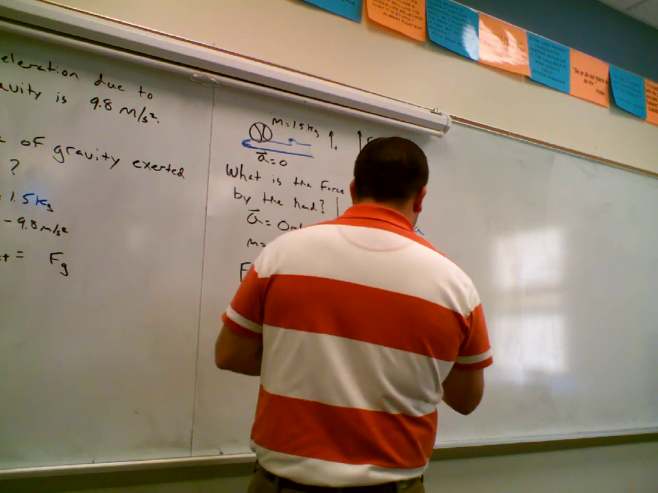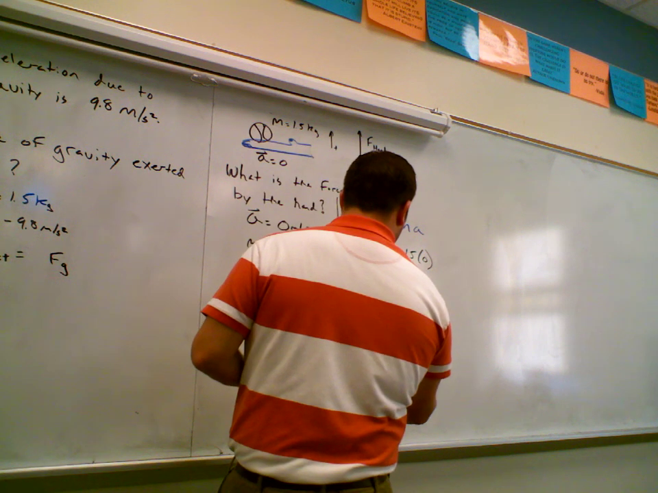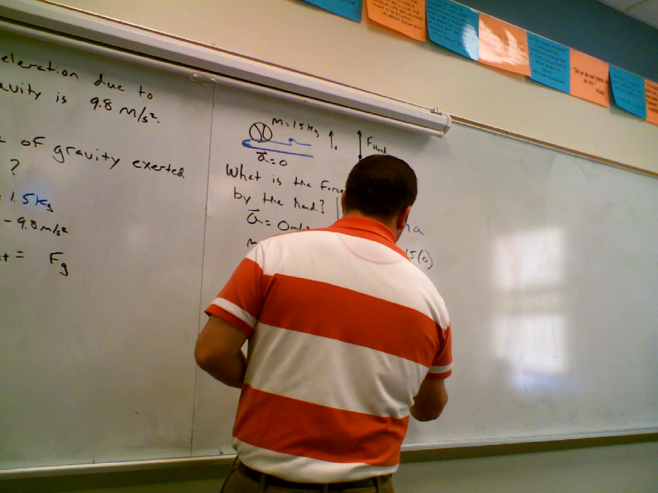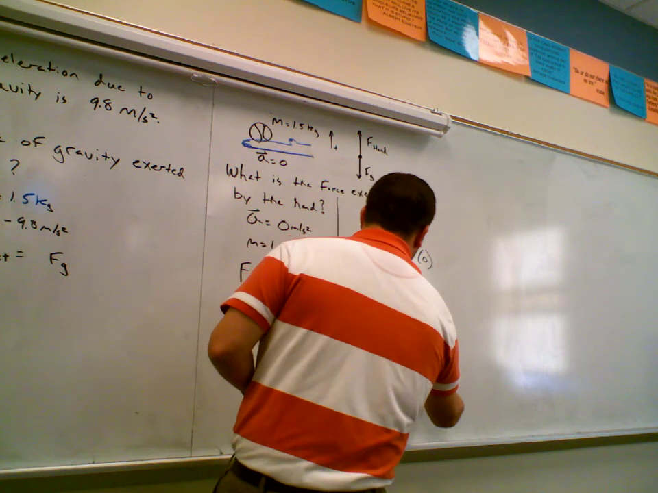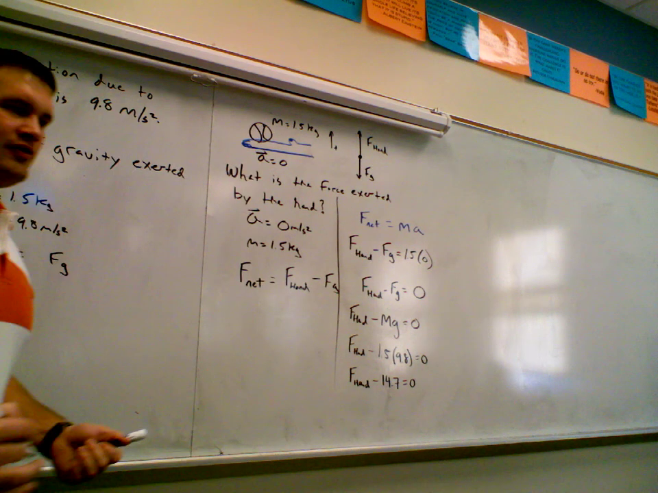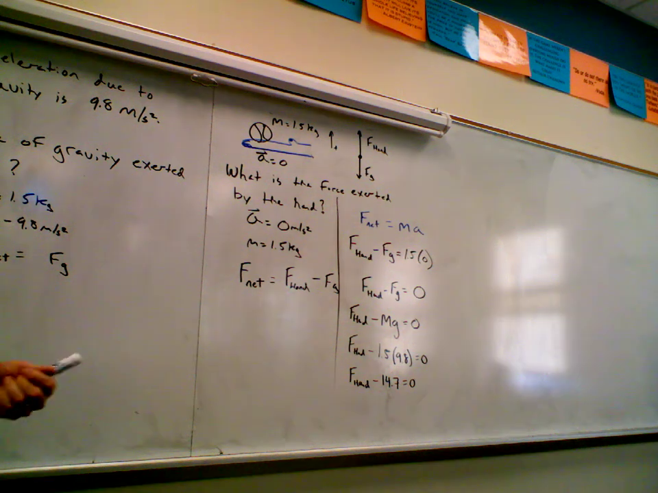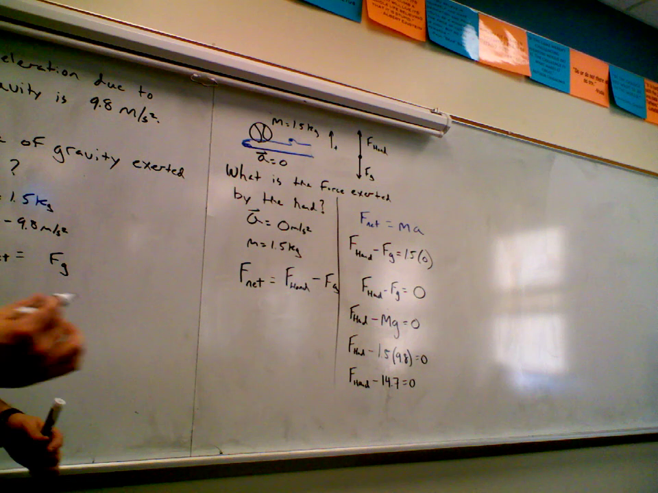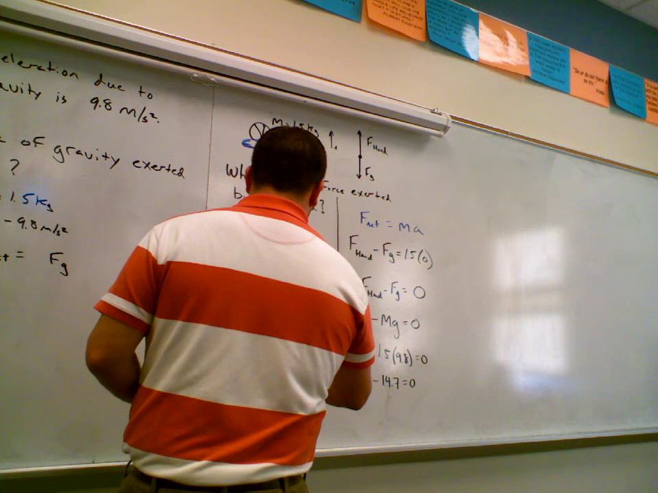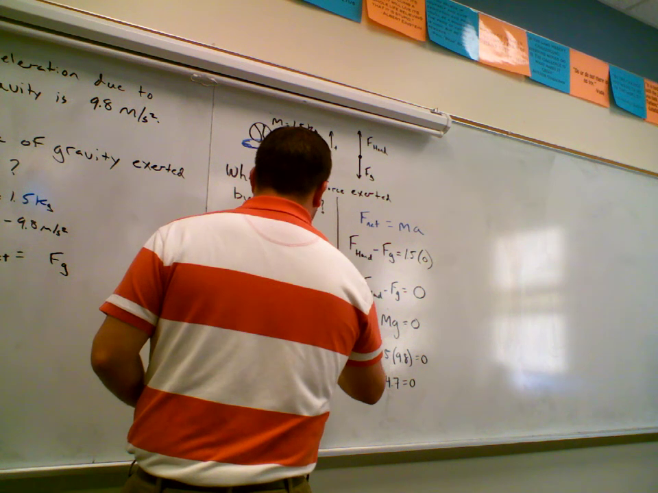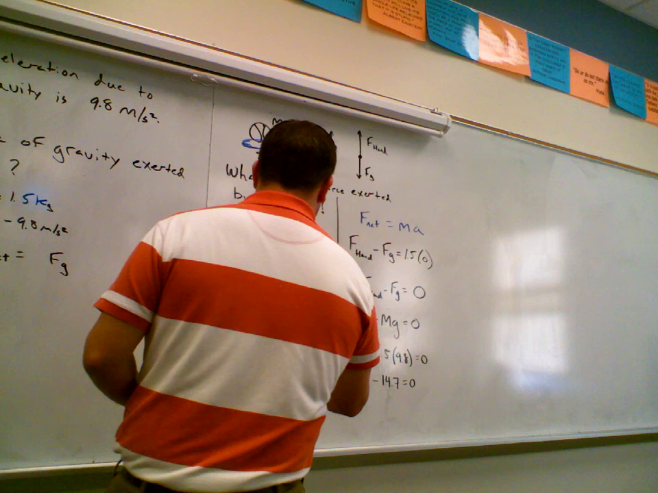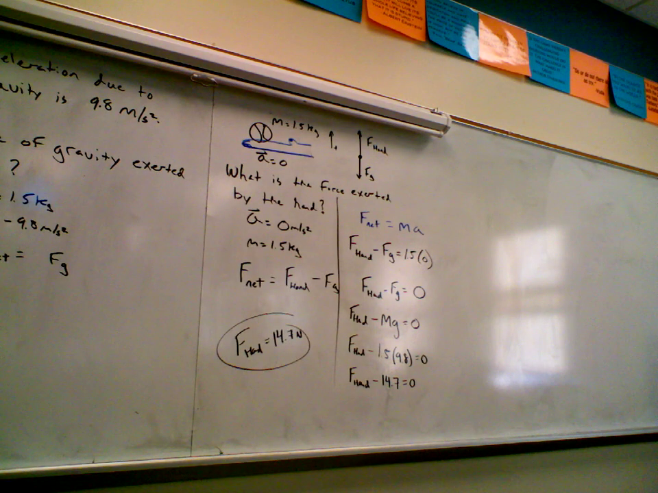What's 1.5 times 9.8? 14.7, good. So force of the hand minus 14.7 equals 0, right? Simple algebra. Right, following? You okay? Add 14.7 to both sides, right, Locke and Skylar? What do we get? Okay, we know the force from the hand is 14.7. And since that's positive, that means it's upward. Okay. Does that make sense? Yes. Okay. Any questions? No, sir.